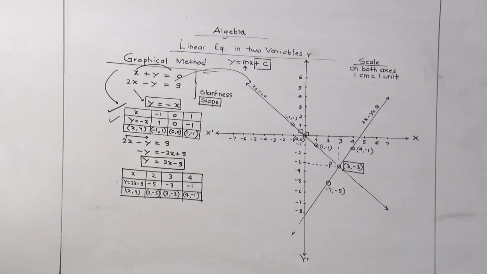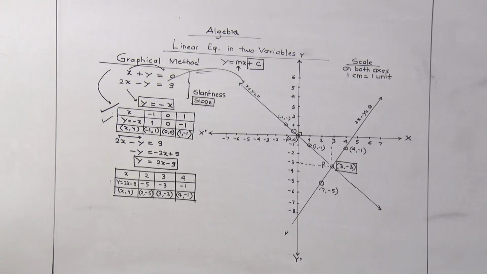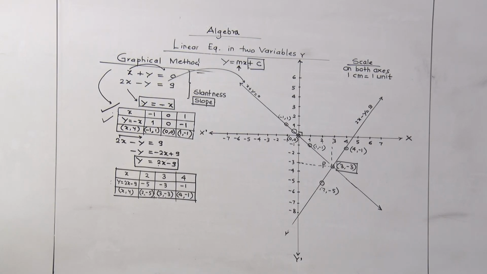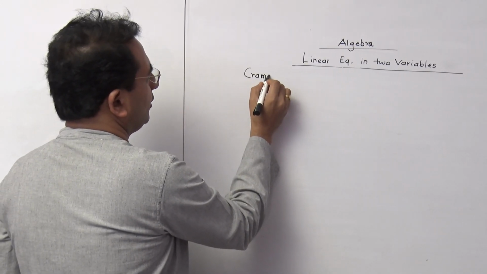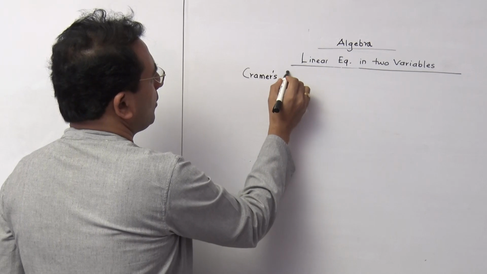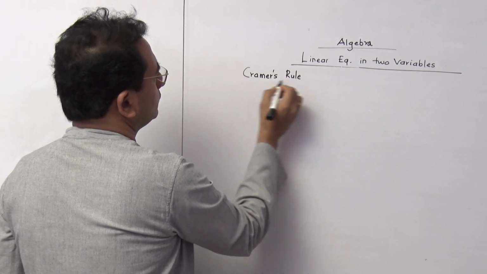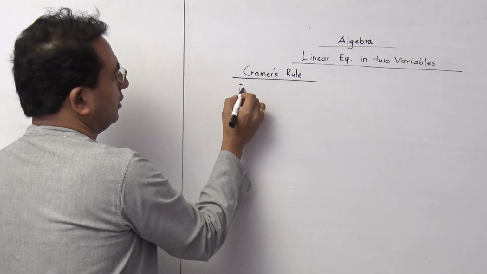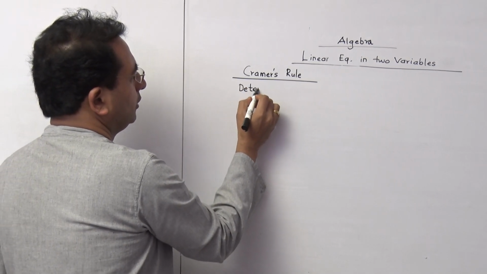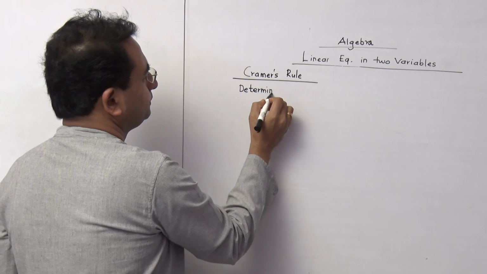I hope you have finished this. Now we'll go for the last method of solving equations simultaneously, that is Cramer's rule. Before going for Cramer's rule, let us discuss determinants.